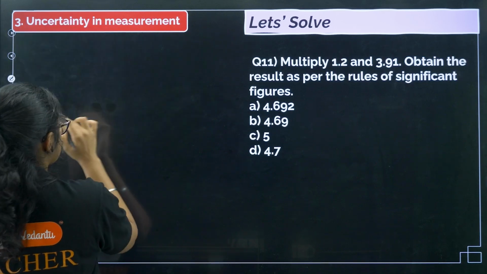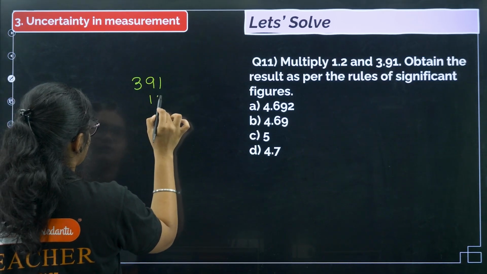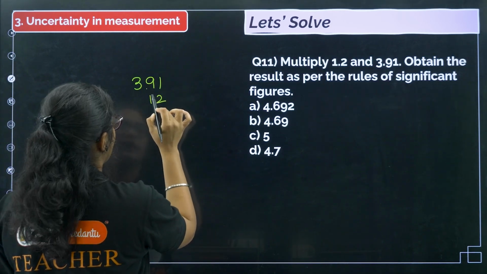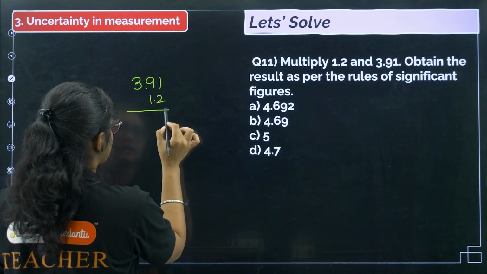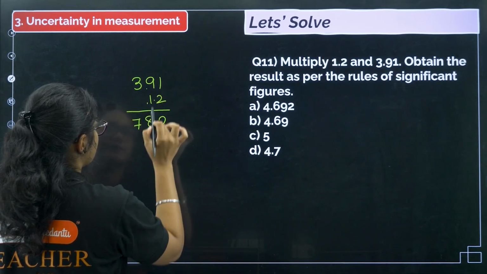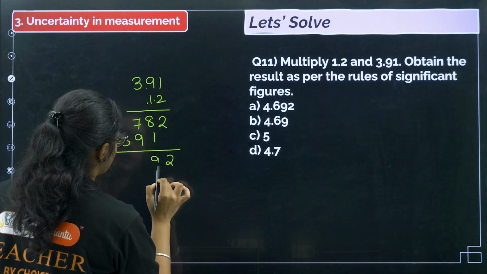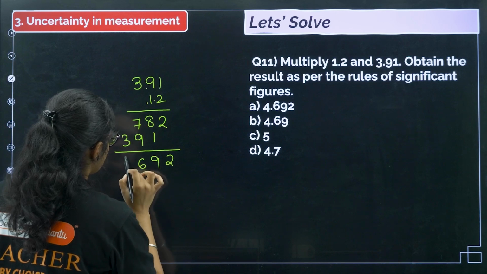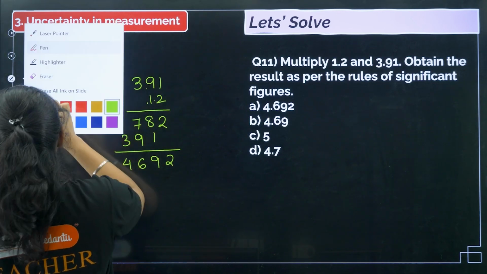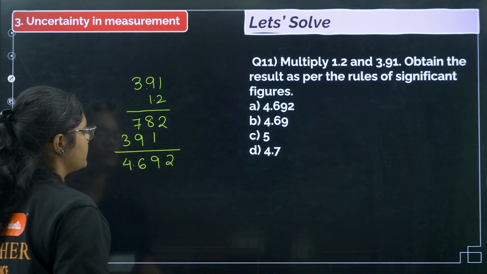So I am writing this, 3.91 and 1.2. I am just multiplying it. 2 1s are 2, 2 9s are 18, 2 3s are 6, plus 1 is 7. Then 1 1s are 1, 1 9s are 9, 1 3s are 3. If I add, 9 plus 7 is 16, then I'll get 4692 with 3 decimal places. So where to put the decimal? I'll put the decimal after 3 places, 4.692.